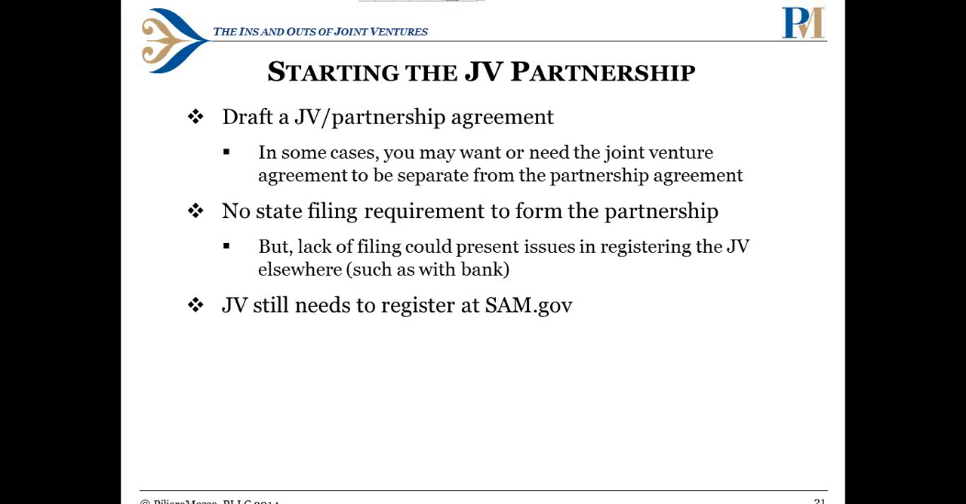We've had some examples where a bank wanted to see the articles of organization because you have to set up a bank account in the name of the joint venture. Well, your bank may not allow you to do that unless that joint venture has proof that it's actually a separate legal entity. So you may want to start with the bank before you decide how you organize this joint venture. Joint ventures still need to register at SAM, and they still need to have a federal tax ID number. Your proposal is going to ask for all of that information.